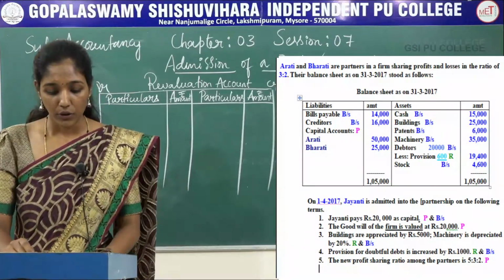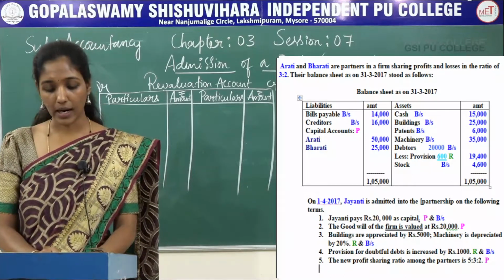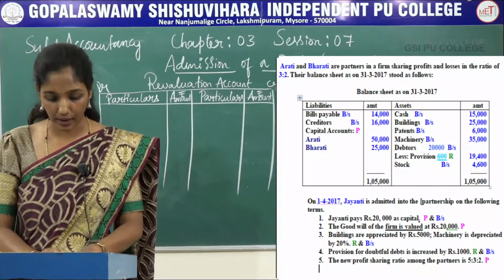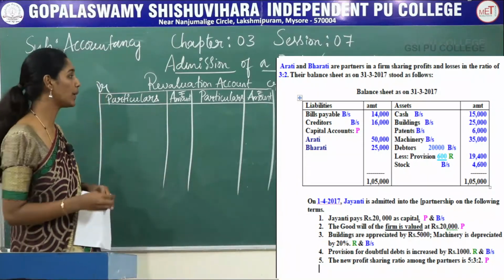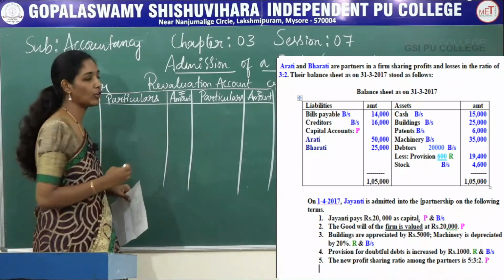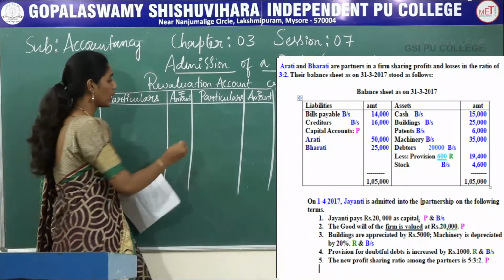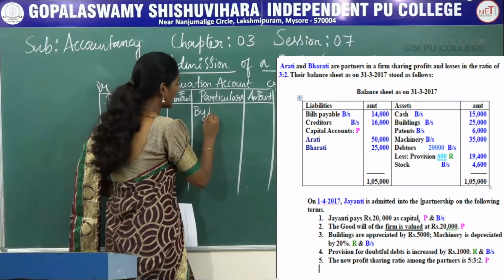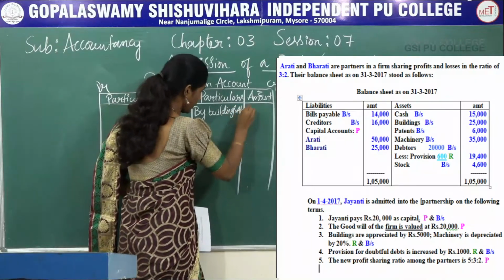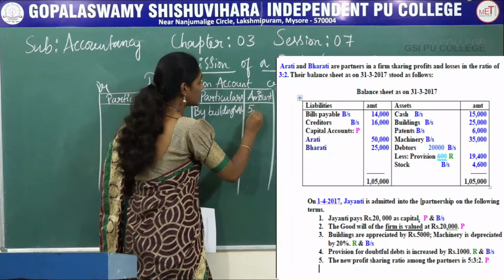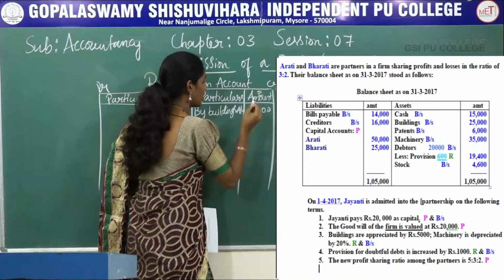So first you should consider buildings are appreciated by rupees 5,000. When the value of an asset increases, it should be recorded on credit side of the revaluation account. So it should be recorded as by buildings account rupees 5,000.